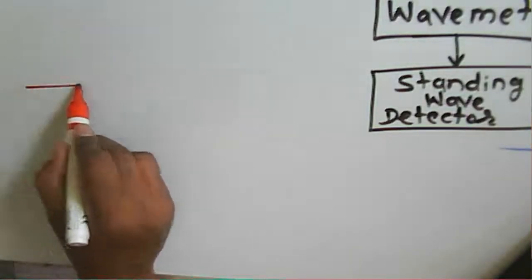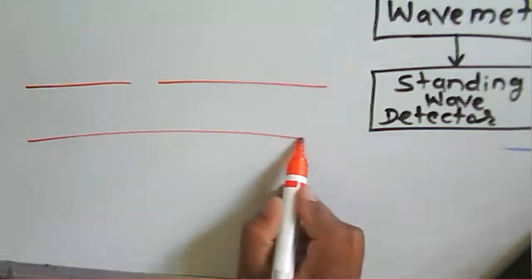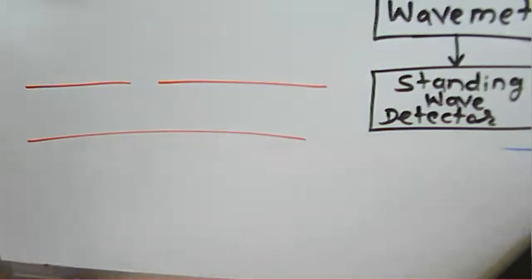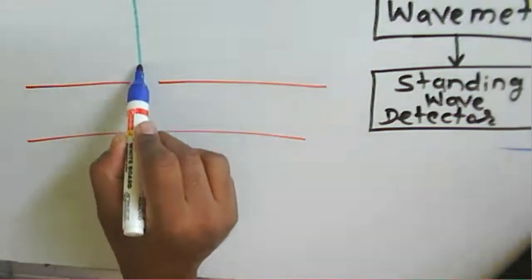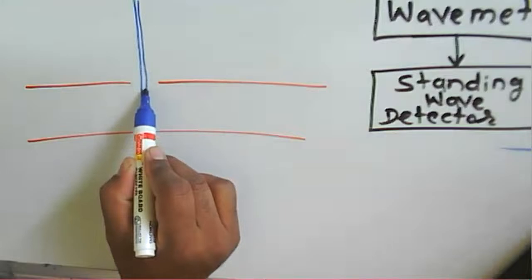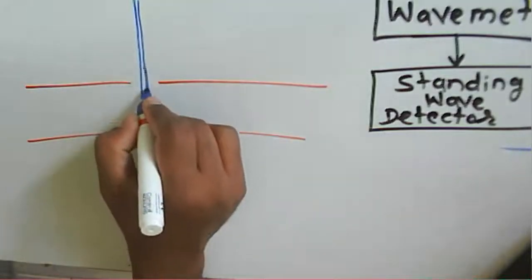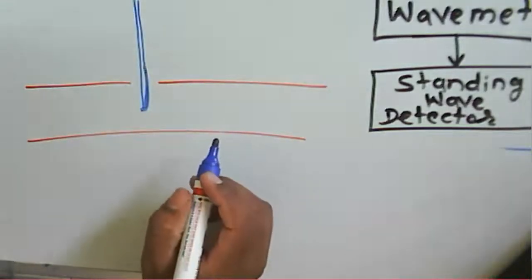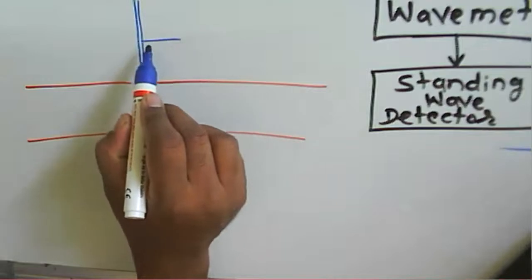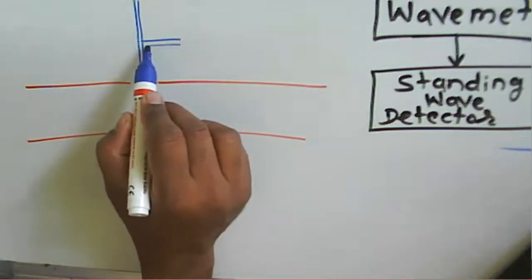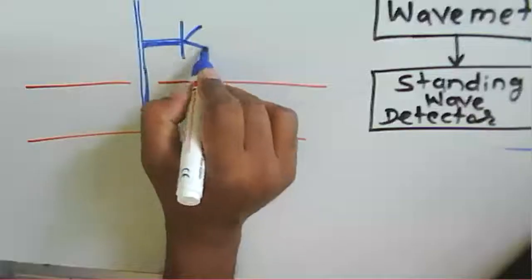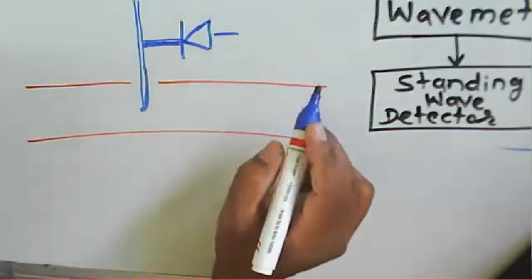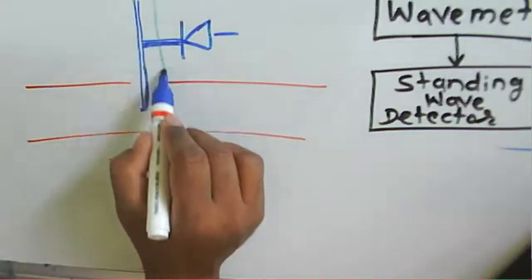Now how will it work? There is a probe. Suppose this is a waveguide, and your RF signal is there. The probe is inserted, and this probe is connected to a detector. So now the detector will detect the signal.